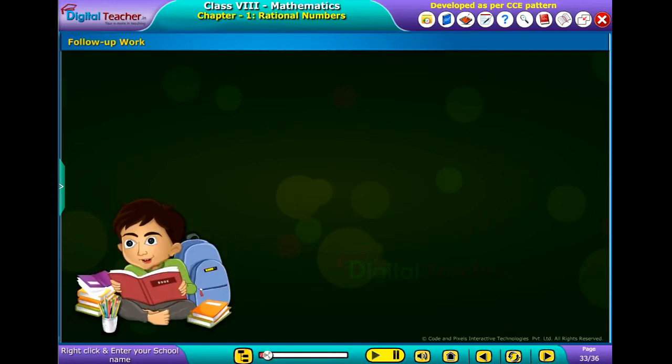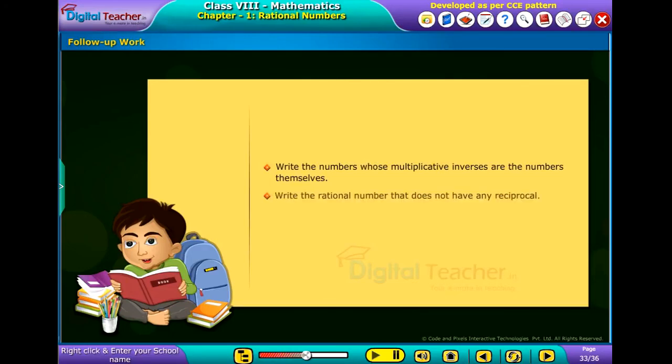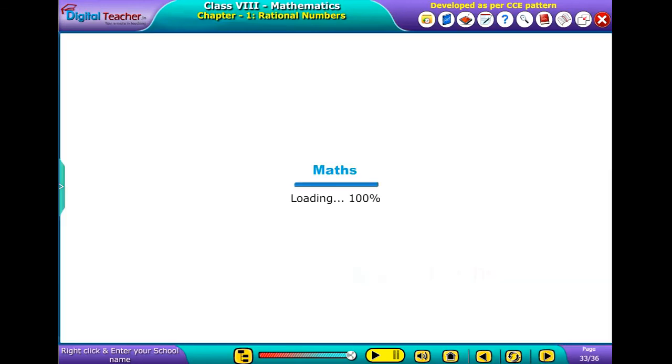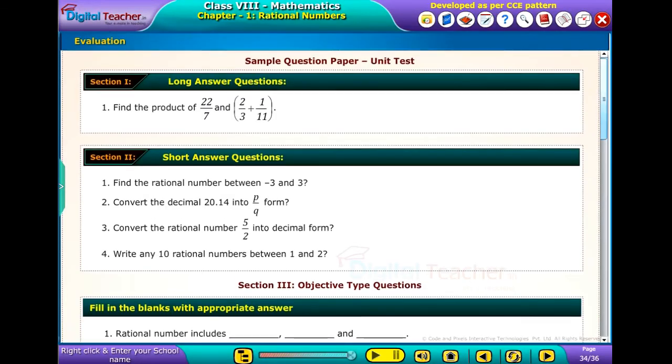Follow-up work. Write the numbers whose multiplicative inverses are the numbers themselves. Write the rational number that does not have any reciprocal. Write 3 examples of terminating decimals, non-terminating repeating decimals, and non-terminating non-repeating decimals. Test your understanding of the chapter by taking the mock unit test.